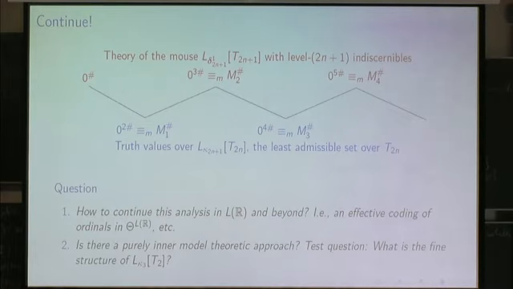So there is no reason to stop at the projective levels. Assuming large cardinals in the background, it should be possible to push this analysis into L of R and beyond, as long as inner model theory is available. So what I mean is the colorful picture should continue to all the ordinals in theta L of R and beyond.